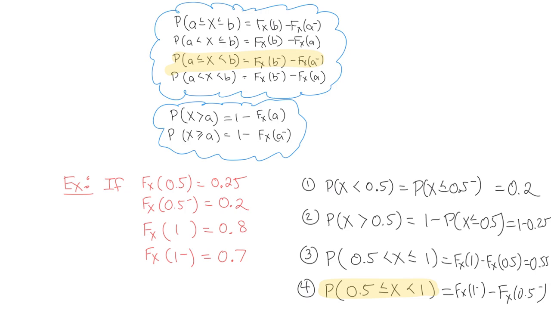Finally, the fourth of the examples here. Looking at a value from a half to 1, the formula highlighted in yellow shows what values of the CDF should be used. Use the upper bound minus and the lower bound with a minus as well.